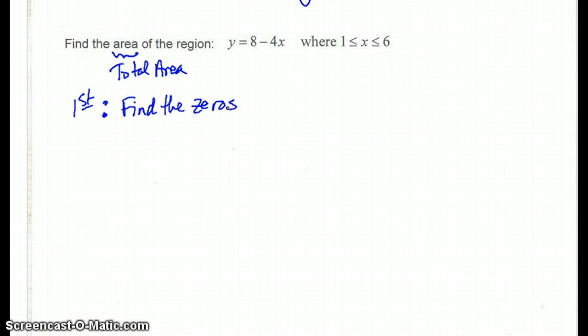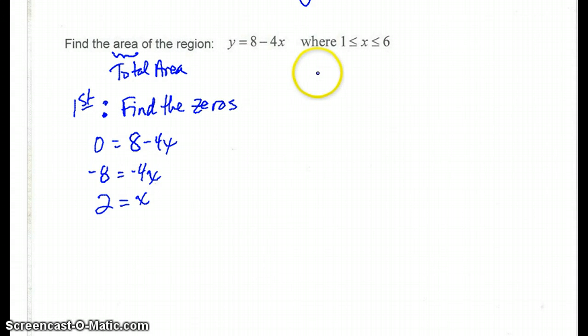First thing we do is find the zeros. If we do that, we have a 0 at 2. So we're going to calculate the integral from 1 to 2, and we're going to add it to the integral from 2 to 6.